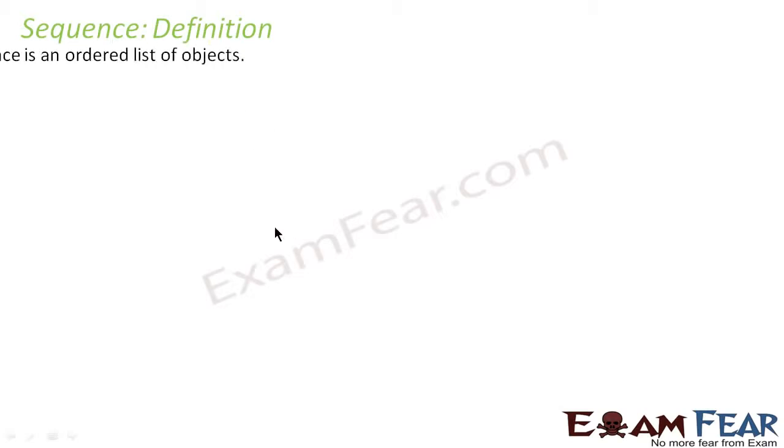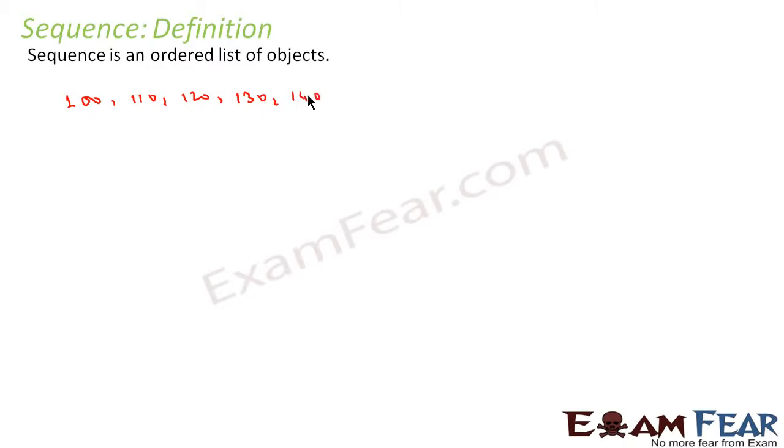So we'll define sequence now. Sequence is an ordered list of objects. As we've explained in the scenarios above, the money in the piggy bank, or being asked to double the number of questions, those things are patterns. So mathematically, a sequence is nothing but an ordered list of objects. For example, we have seen in the piggy bank it was 100, it became 110, 120, 130, 140. This was the total amount in the piggy bank.